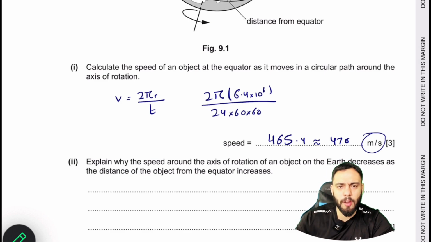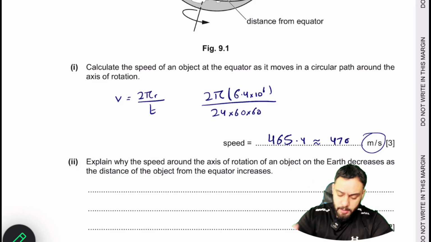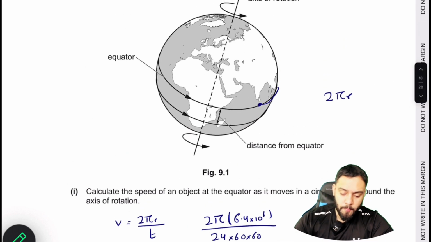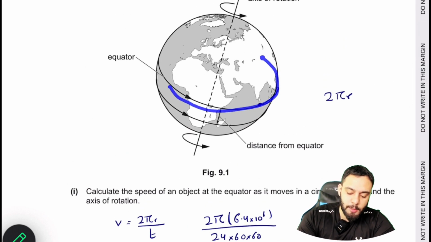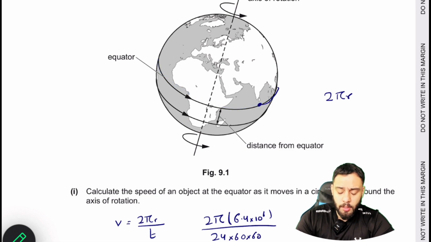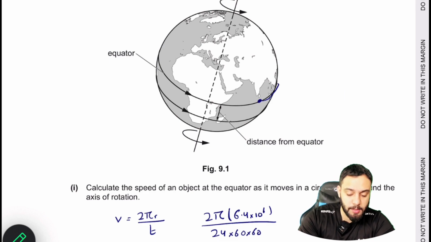Okay, moving on. The next part: explain why the speed around the axis of rotation of an object on the Earth decreases as the distance of the object from the equator increases. They're saying that this circular speed decreases as I go up. So if I'm over here, my speed is less. Down there, the speed is less, and the speed is maximum at the equator. This is a really unique concept, never been asked before, but let's understand this.